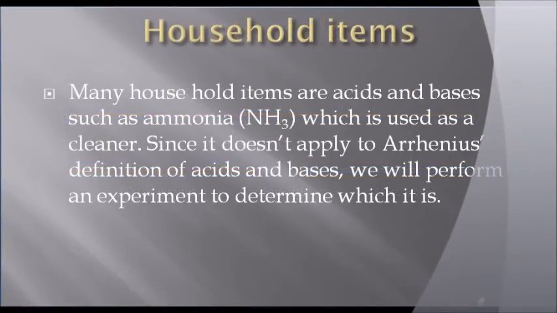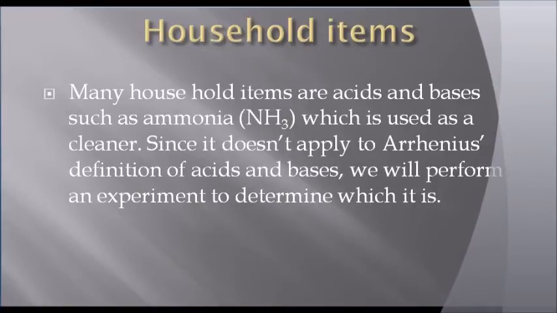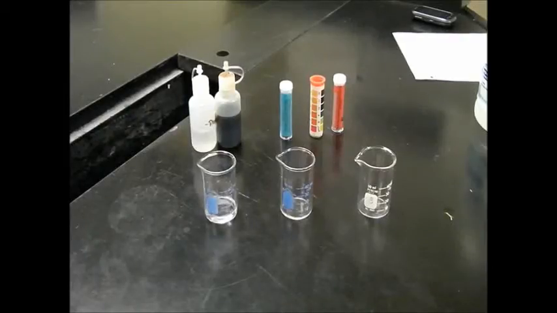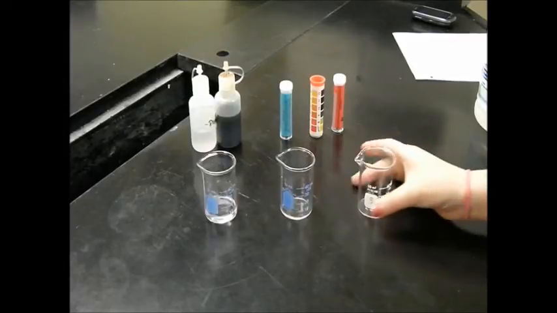There are many household items that are acids and bases, like cola, orange juice, ammonia, and bleach. The household item that we're going to focus on is ammonia. Since it doesn't apply to Arrhenius' definition of acids and bases, we're going to perform an experiment to determine whether it's an acid or a base. We begin our experiment by pouring ammonia into 3 separate beakers.